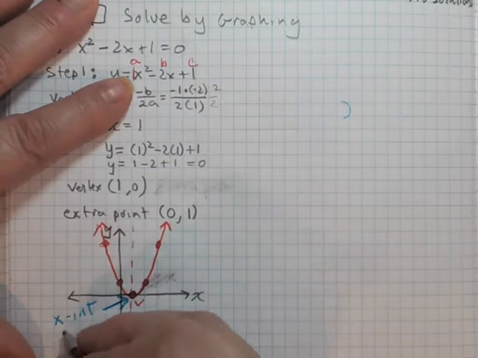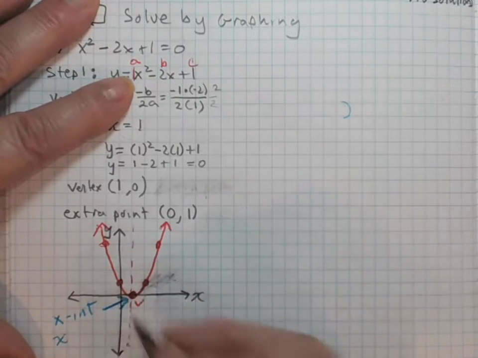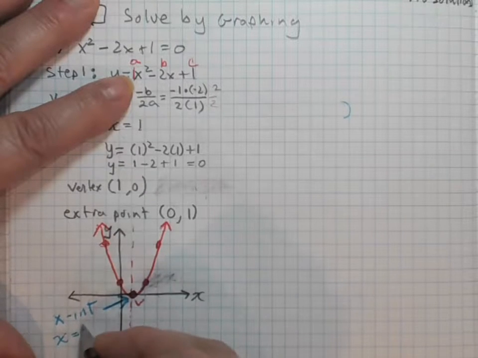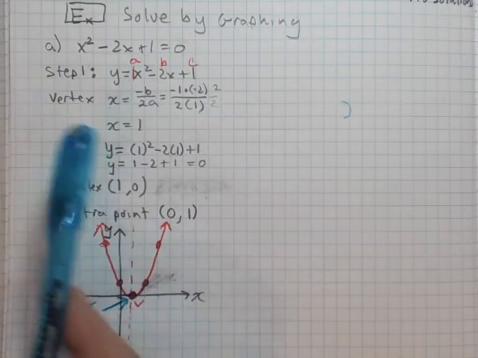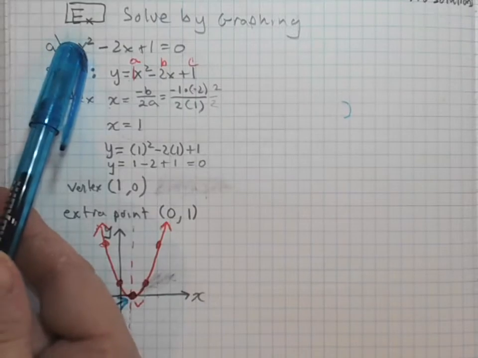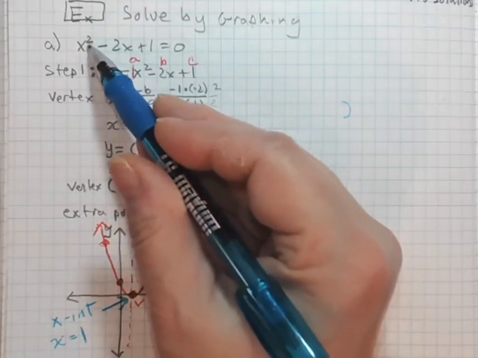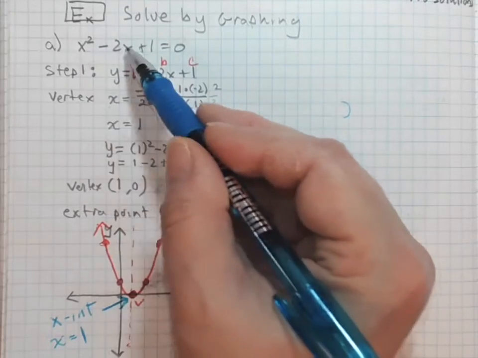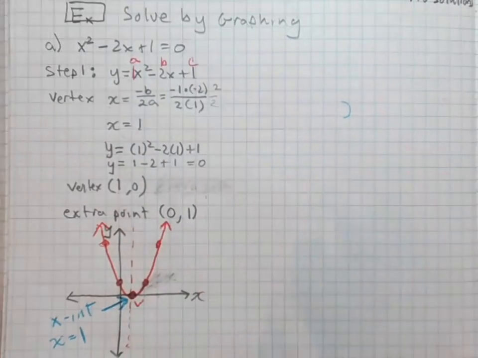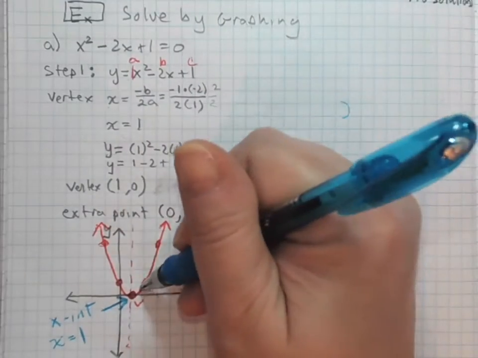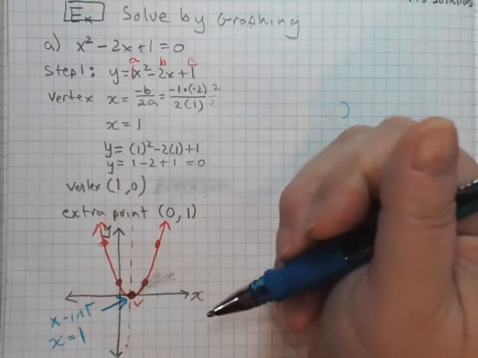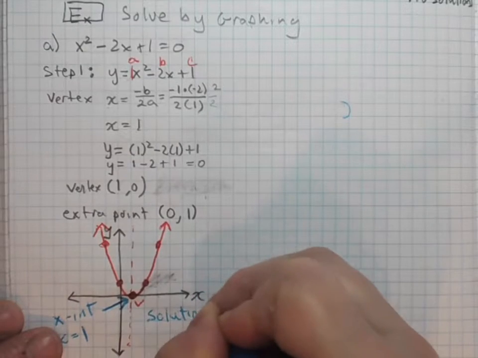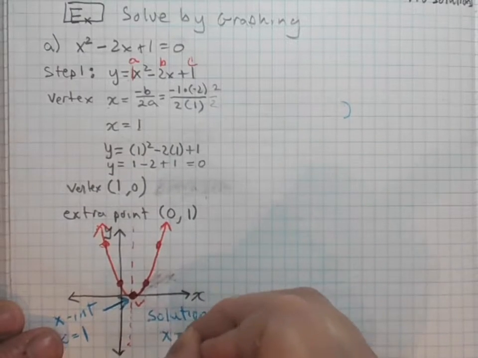What is the value of the x right there? It's the vertex x-coordinate. So it's x equals 1. So my solution to the original problem is x equals 1. Let's plug it in. 1 squared minus 2 times 1, so 1 minus 2 plus 1. Yep, that's equal to 0, which we already knew because that's when y is equal to 0. Okay, so the solution, and there's only one, is x equals 1.